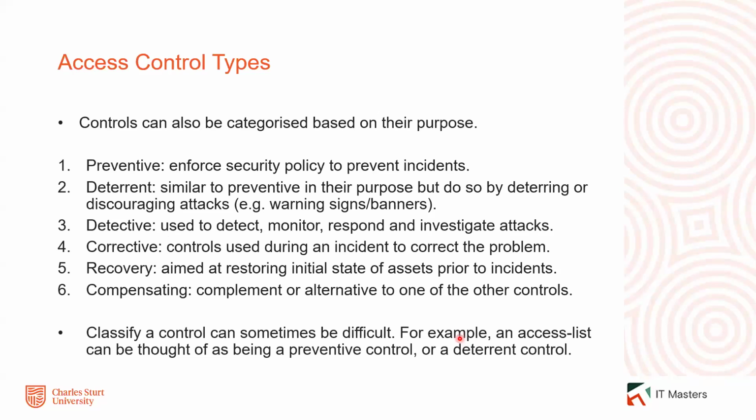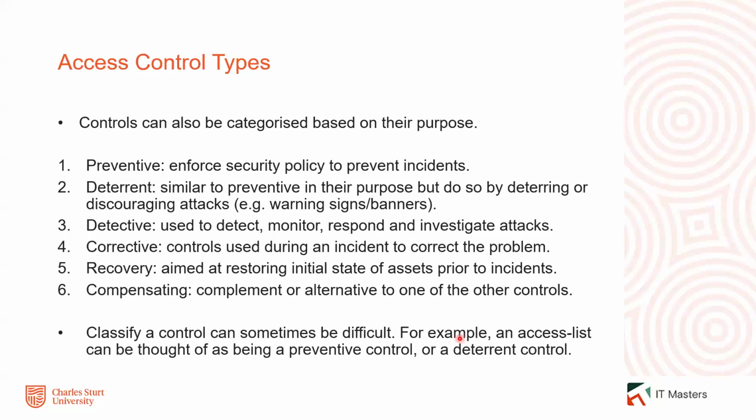We have deterrent type controls, which are similar to preventive, but their purpose is to discourage attacks rather than to actively stop them. So things like warning signs and banners, for example, are a couple of things that you could use to deter. Detective controls are then used to detect, monitor, respond and investigate attacks when they occur, as they're occurring and after they've occurred.